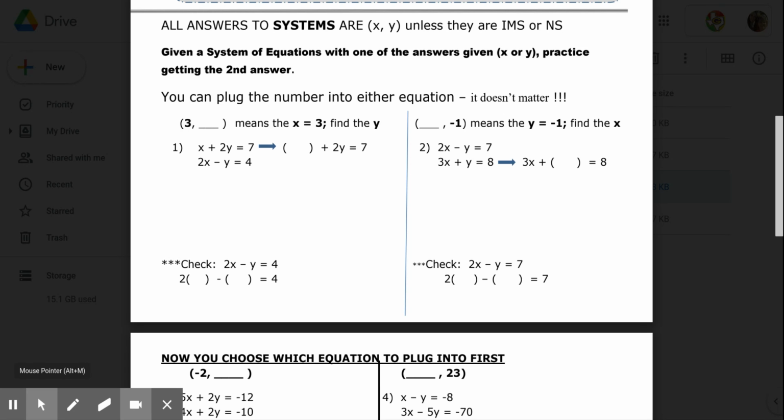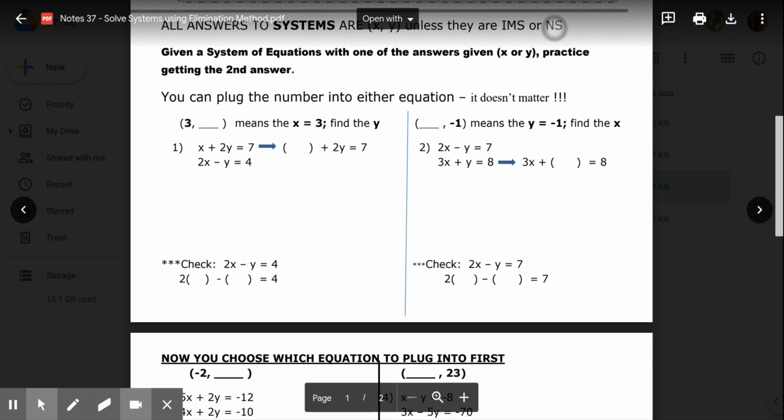And it says all answers to systems are either an ordered pair, which most of them are, unless they are infinitely many solutions, which means it's the same equation, or no solution, which means the lines would be parallel if graphed. So given a system of equations with one of the answers given, x or y, practice getting the second answer. And it says right here, you can plug the number into either equation. It really doesn't matter.